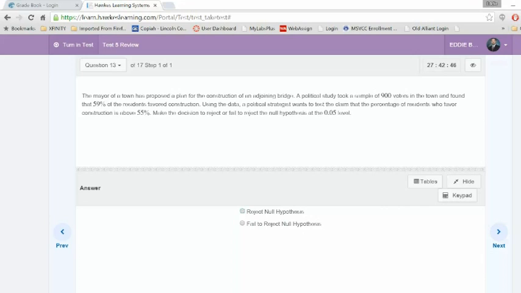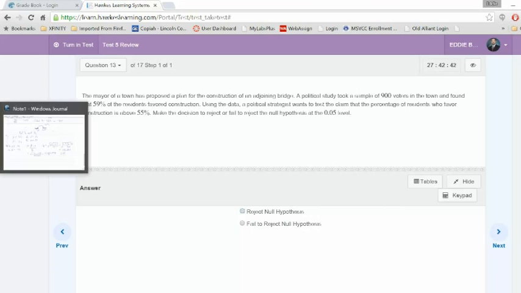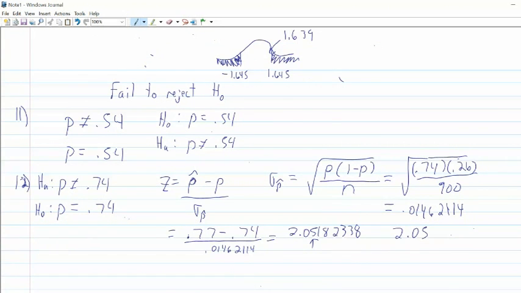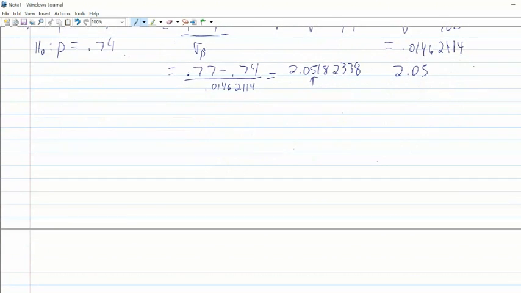So to do that, we have to go through everything. We need to do the alternate and null hypothesis. We need to find a test statistic. We need to find critical values. And then we need to figure out if we reject or fail to reject the null hypothesis. All right, so let's first write down the claim.